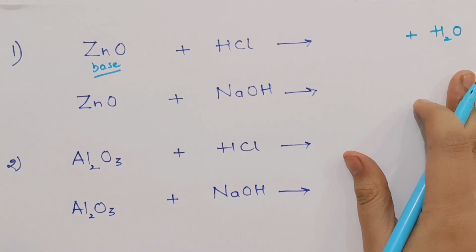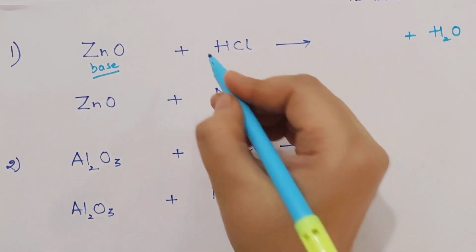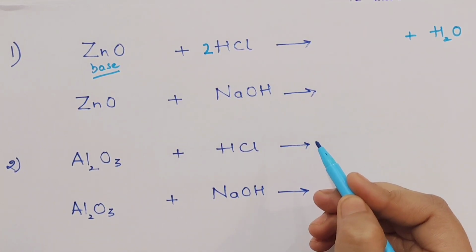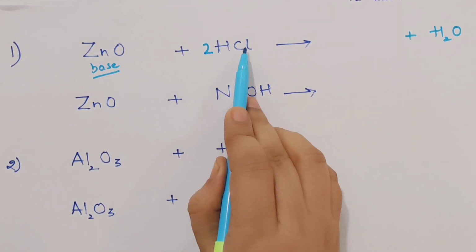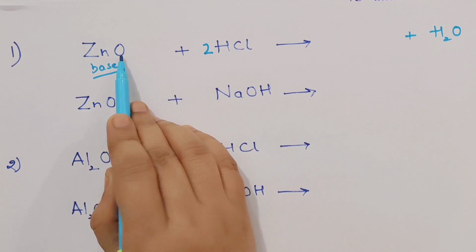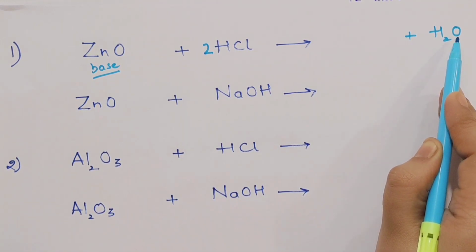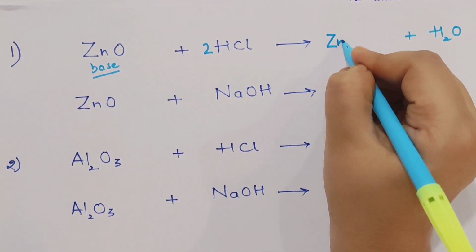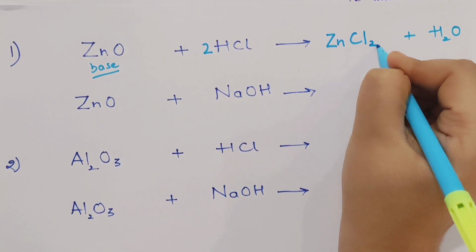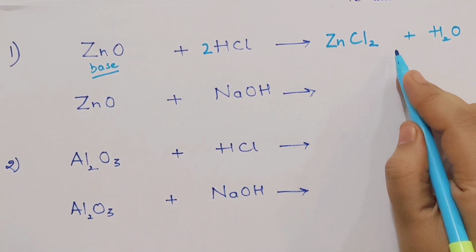Write water first. 2 hydrogens are needed. Put a 2 here. What are you left with? You're left with 2 chlorides and 1 zinc because oxygen is already taken care of, right? So just write zinc because it's more metallic than chloride. This is your zinc chloride.